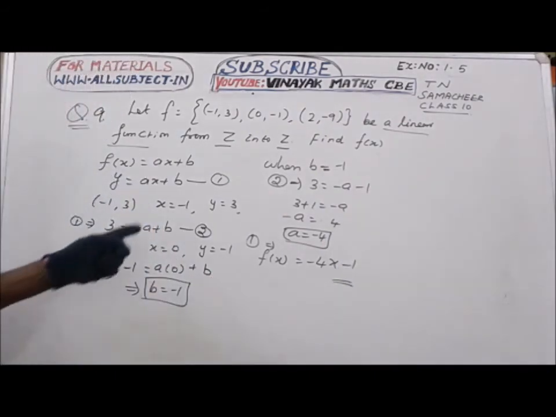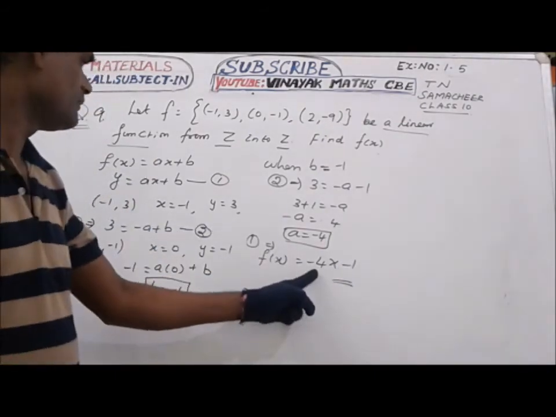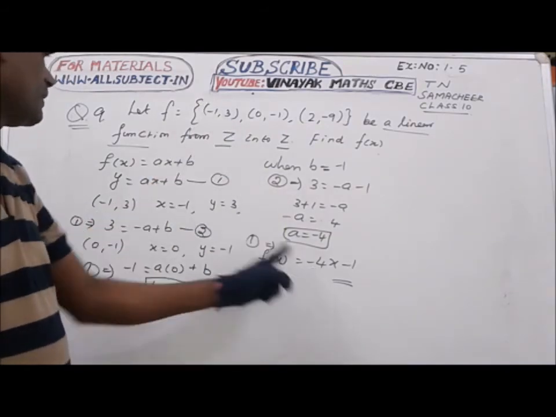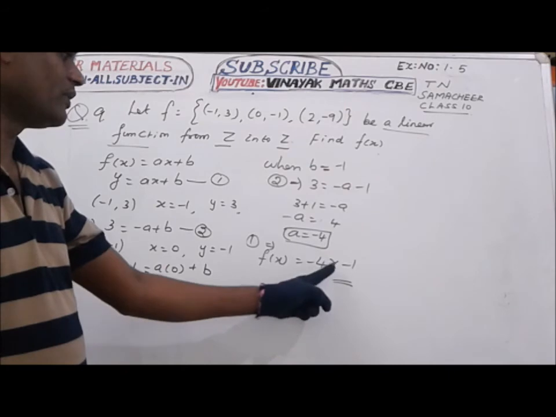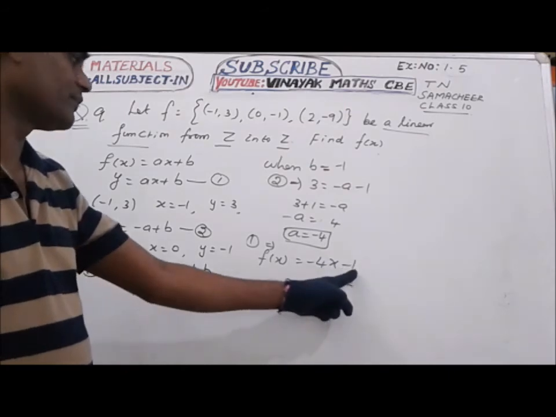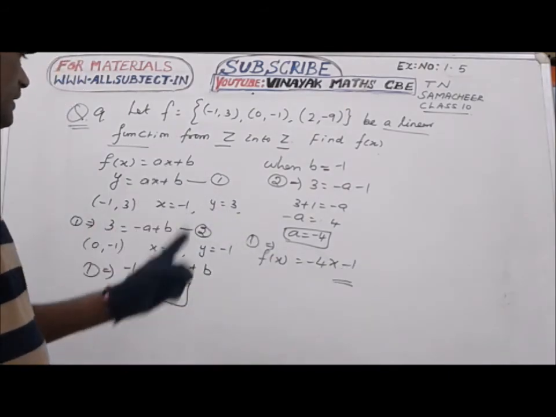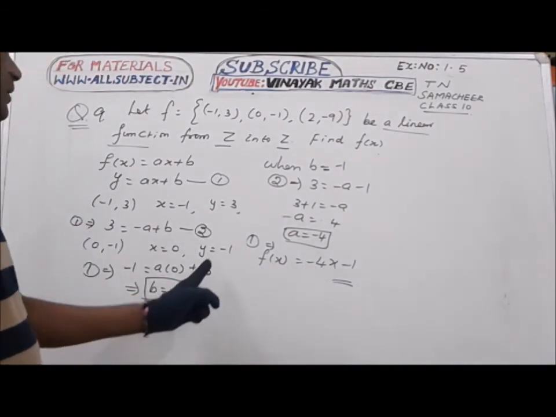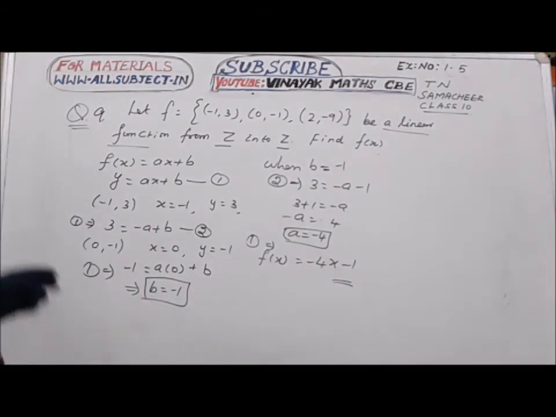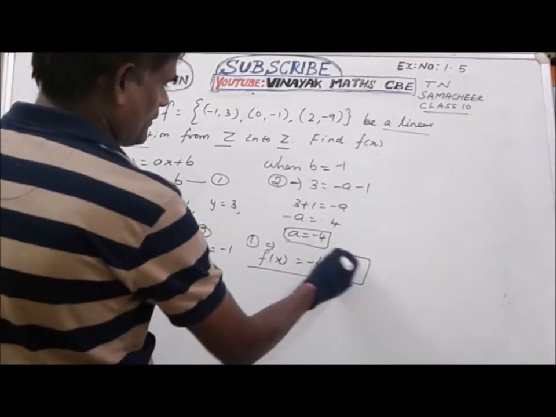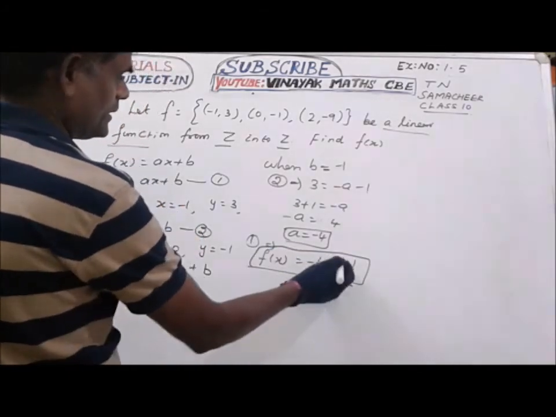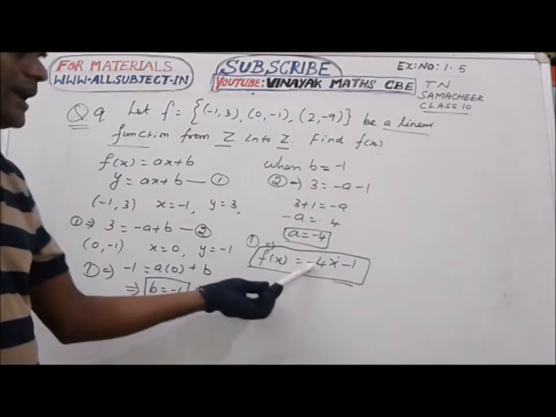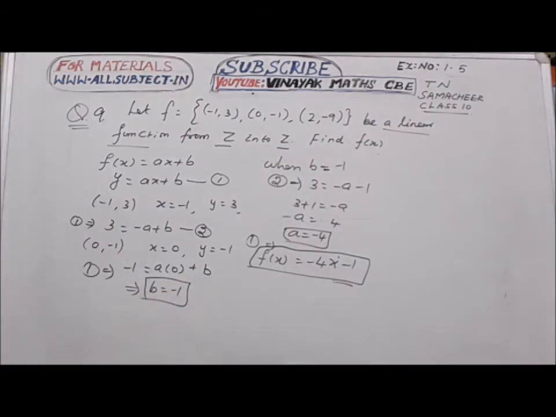Look here, substitute x equal to −1, we will get the value of y as 3. Substituting −1, −4 into −1 plus 4 minus 1 is 3. So we have got 3. And substitute x equal to 0 here, 0 means it is −1. So y is −1. So this is a linear function because the power of x is 1, it is known as linear. So the required function f of x is −4x − 1.